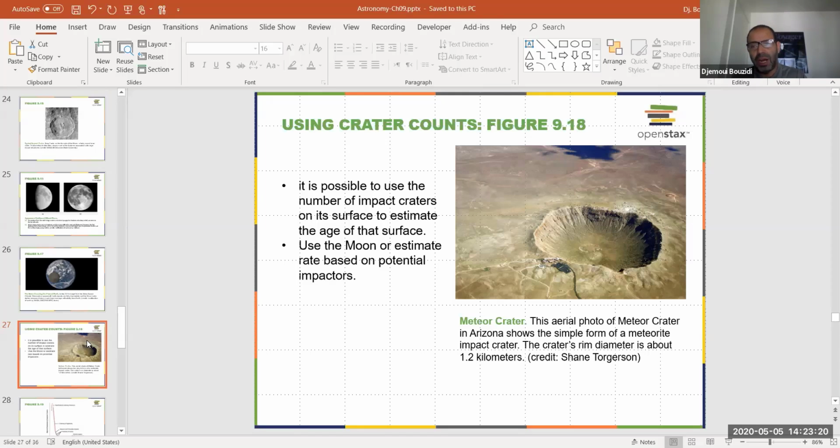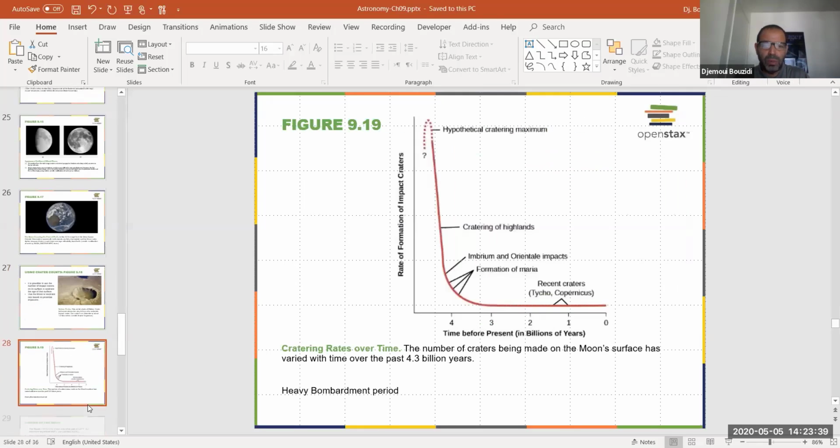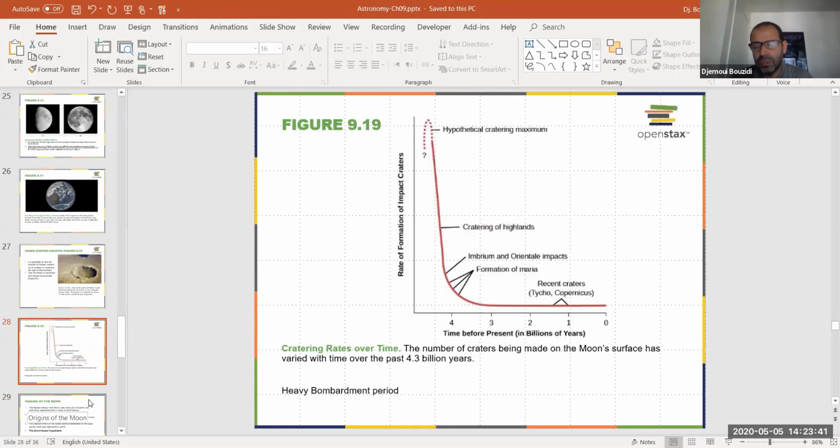So that gave us confidence in the first set of data to use it actually as a technique to date surfaces, just by being able to count the number of craters. So we have strong evidence that the technique is actually valuable. It's working.